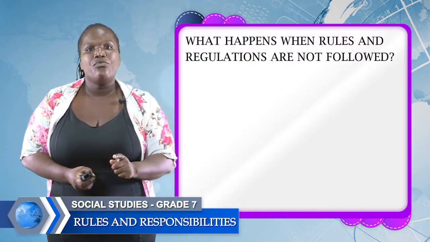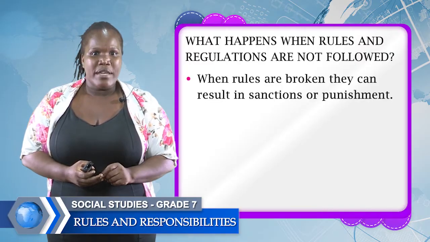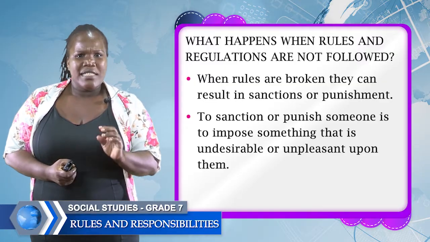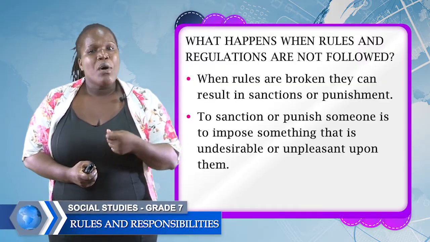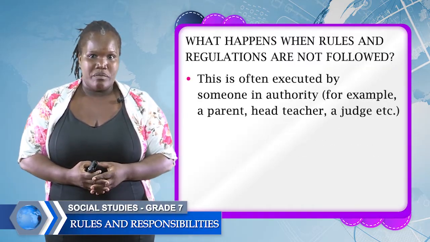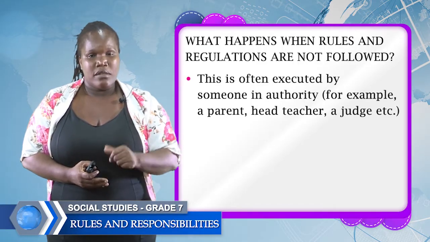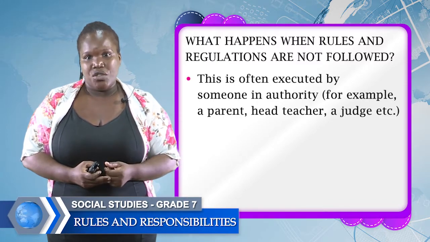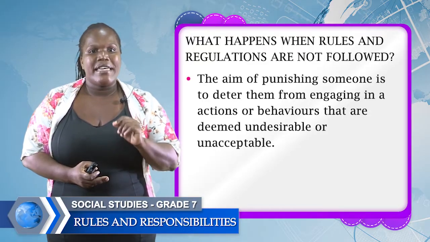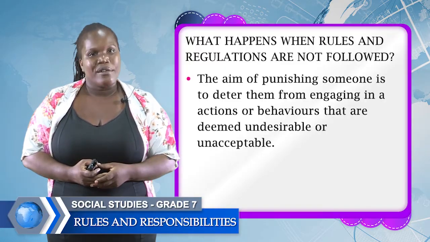What happens when rules and regulations are not followed? When rules are broken, they result in what is called sanctions or punishment. To sanction or punish someone is to impose something that is undesirable or unpleasant to them. It is often executed by someone in authority, for example, your parent, a head teacher, or a judge. The aim of punishing someone is to deter them from engaging in actions or behaviors that are deemed undesirable or unacceptable.